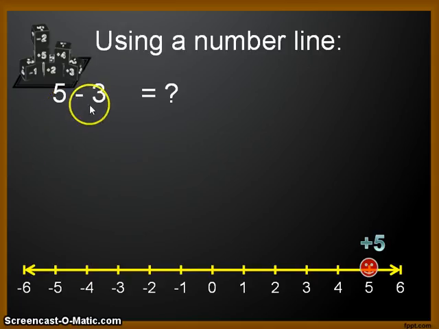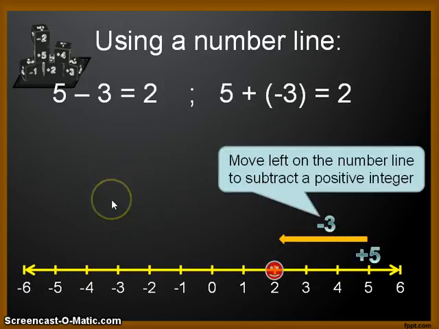So if we have 5 minus 3, we have here positive 5. How do we subtract positive 3 from 5? It means that we have to move left on the number line to subtract a positive integer. As you can see here, we are on positive 5. We move 3 places to the left. The resulting integer will be positive 2.